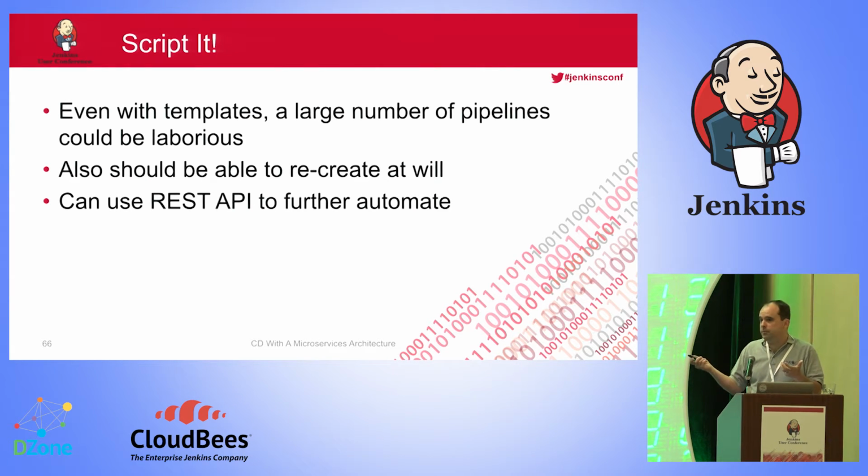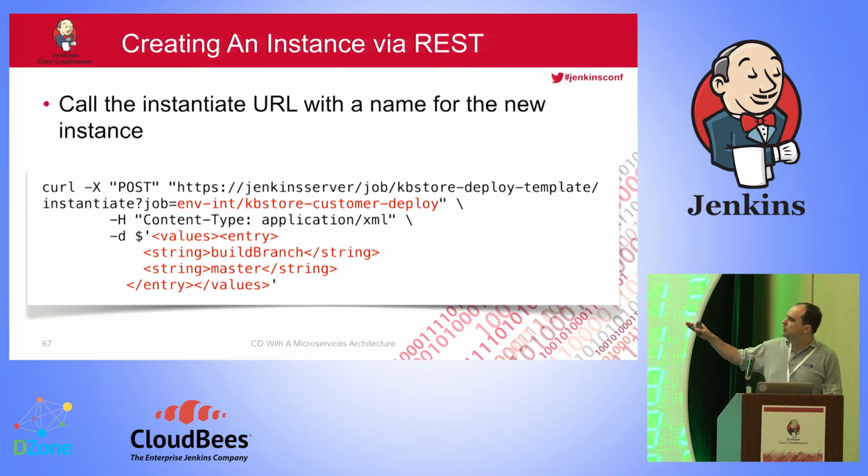You can also use the scripting to just create however many pipelines you need to create or to be able to recreate your configuration. So you do that by calling the instantiate URL. So you use the URL of the template, KB store deploy template in this case, /instantiate, pass a name in the job parameter, and then an XML document that gives a value for each of the attributes that you've defined in the template.